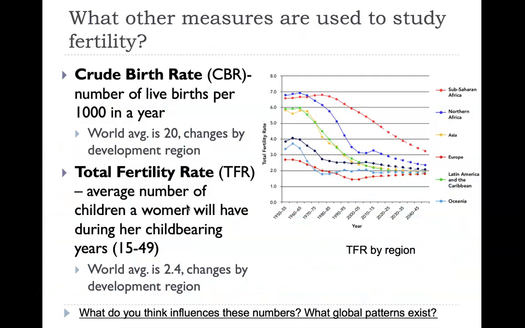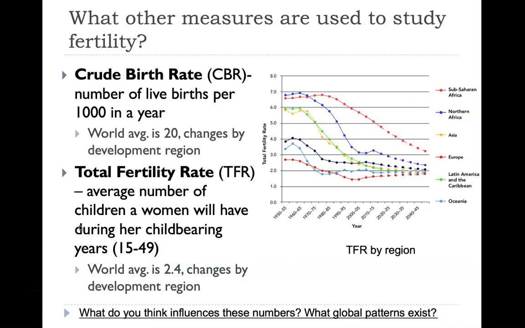All right, so what do we use to study? There's your crude birth rate, right? CBR, number of live births per 1,000 in a year. And then a second statistic that is used to measure birth is something called total fertility rate, or TFR. And that's the average number of children a woman will have during her childbearing years. That's 15 to 49.